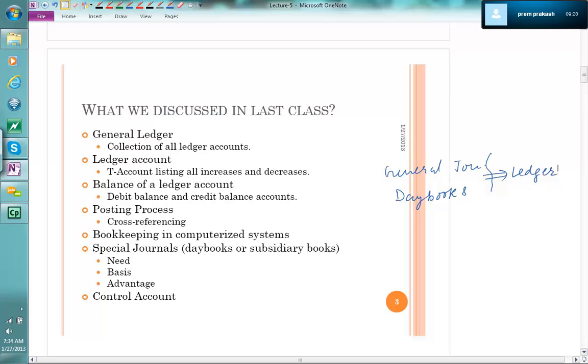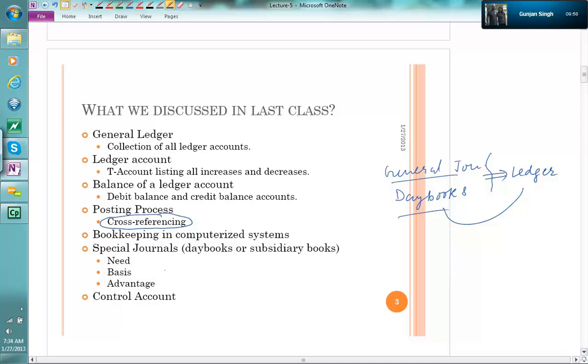And we said that to link all the data between the two, how do you know which record in the general journal is linked to the entry in the ledger account? That is done using cross referencing. So we are talking about account number, entry number, date. These are the ways to cross-reference entries in the general journal and day books into the ledger entries.